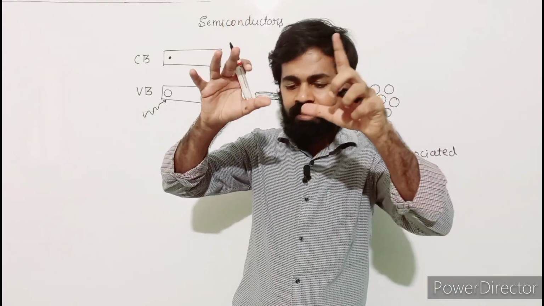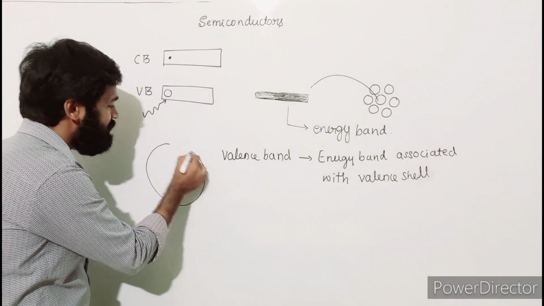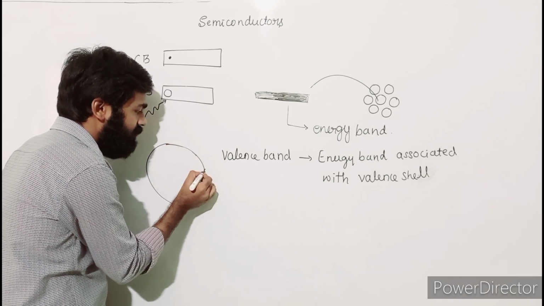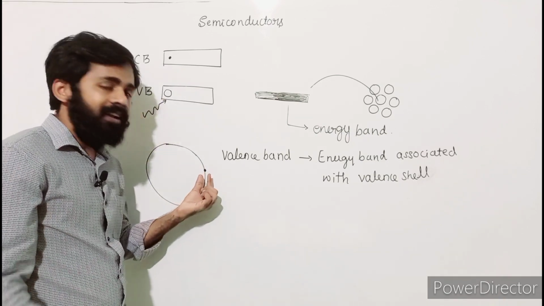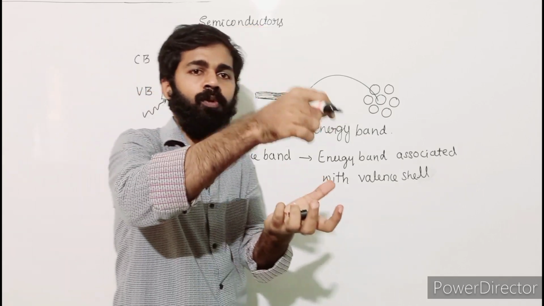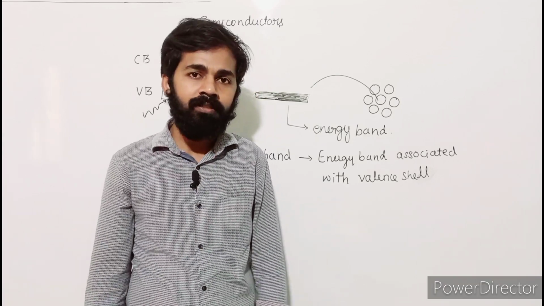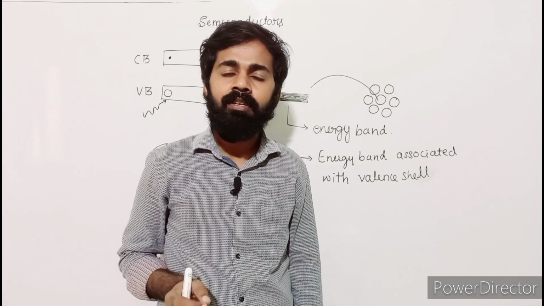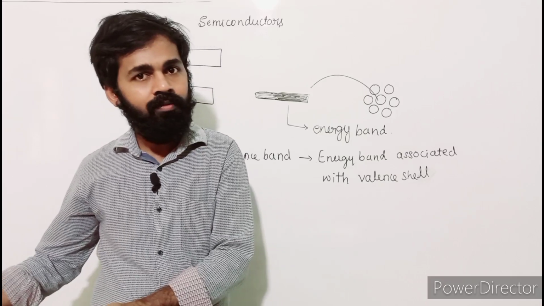Okay, let's do one thing. Let us consider a football surface. Let's consider an electron is present on the football surface, so a small sphere which is placed on the football surface. Now if I shake that football surface, what happens? The small sphere present on the football surface falls down, right?